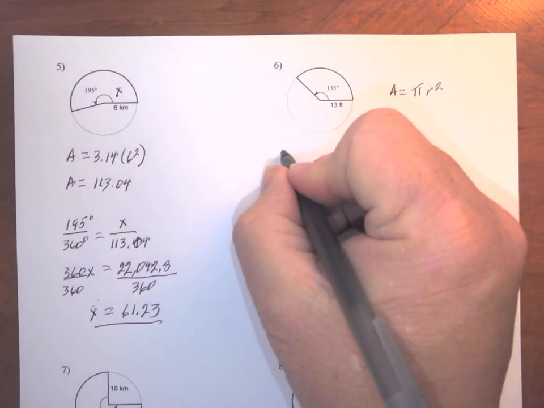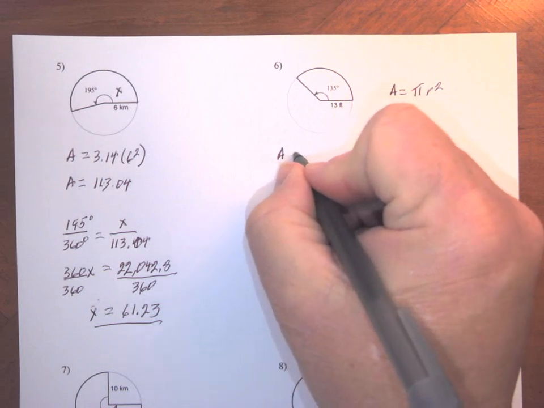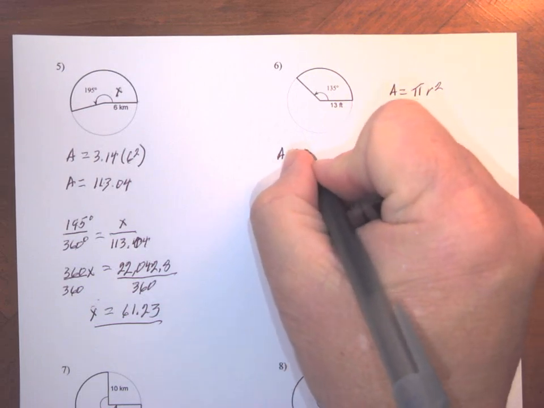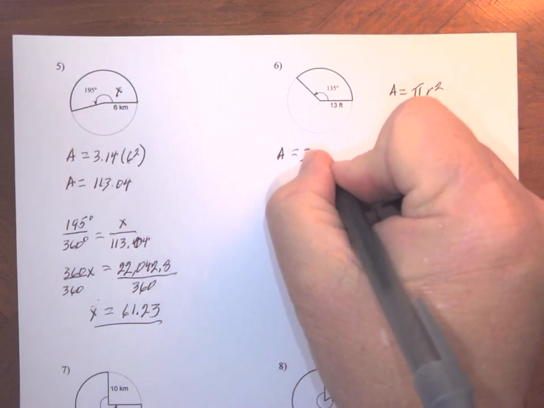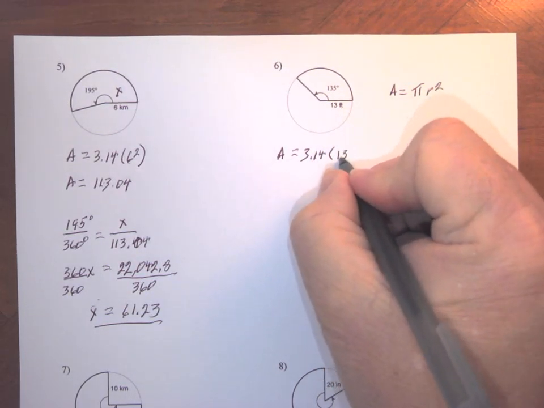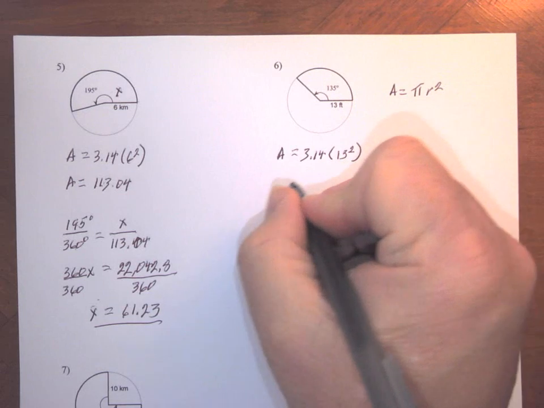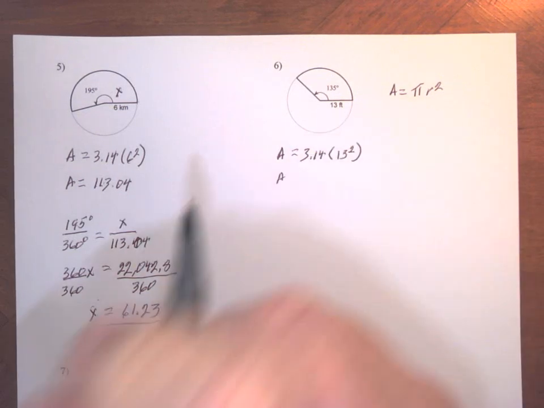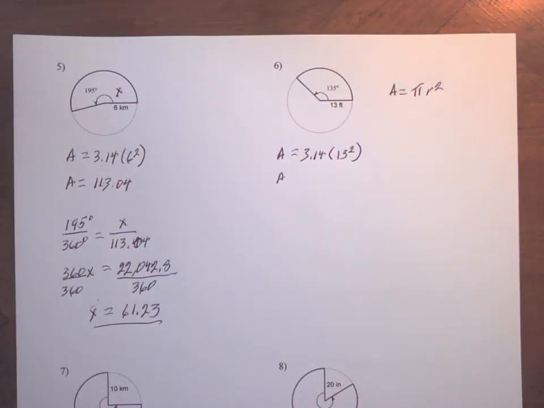So over here, when we calculate the area, we get 3.14 times 13 squared. That means that area is equal to, let's see, 13 times 13 times 3.14, which is 530.66.